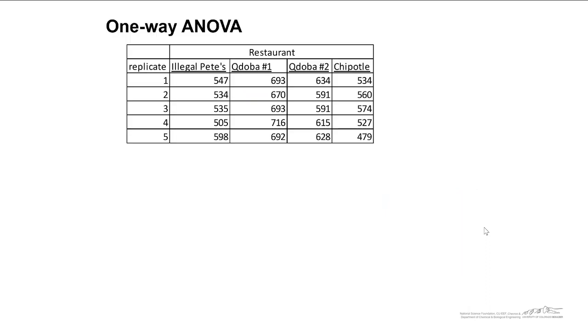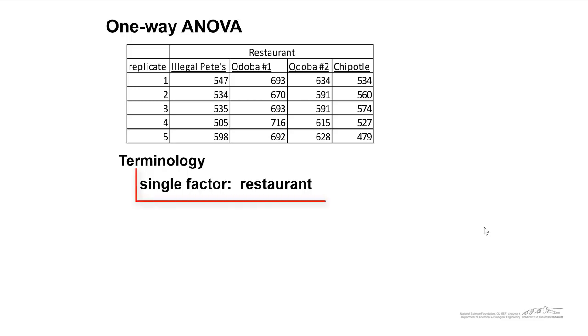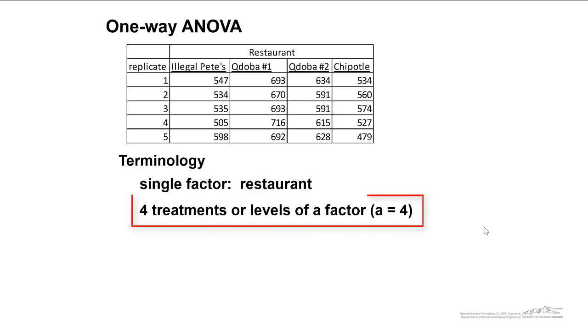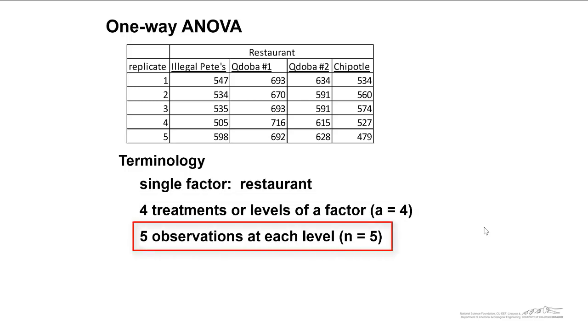So let's take a look at one-way ANOVA. Just some additional terminology. This is known as single factor, what we're talking about today. One way is synonymous with single factor ANOVA. We have a single factor, and that is the restaurant. That's the only thing that we are varying. There are 4 treatments or levels of factors. We have 4 different restaurants, so a is equal to 4, and we take 5 observations at each level, so n equals 5.